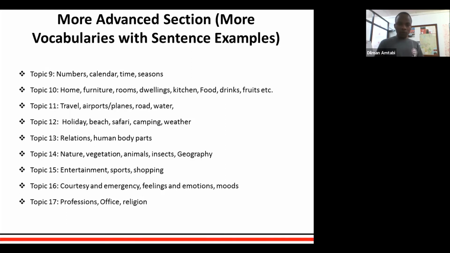And then next you have holiday, beach, safari, camping, weather, because this is very common here in Africa. Many people who come to Africa usually go for safari in Masai Mara or Tsavo or somewhere, or to do some camping, or maybe around Mount Kenya, in Nakuru, or some places. Then we look at the relations, human body parts. Then next we look at the nature, vegetation, animals, insects, and the geography, and then the entertainment, sports, shopping. Then courtesy, we have emergency, feelings, emotions, moods, and lastly we will finish with the professions, office, and religion. So this is enough for you when you come to East Africa, maybe to volunteer or do something.